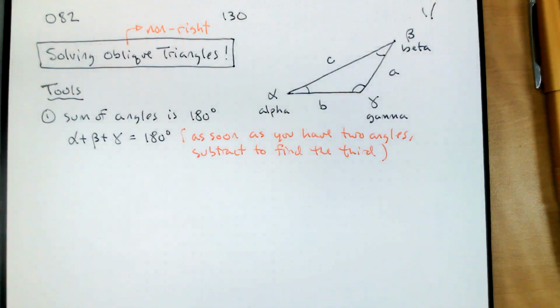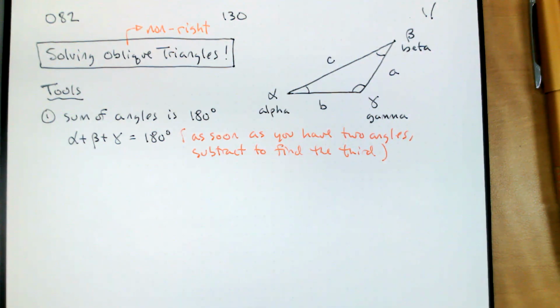So if you recall, our current project is solving oblique triangles, that is non-right triangles. Our standard triangle will have angle alpha opposite side A, angle beta opposite side B, and angle gamma opposite side C. And we had three tools to solve for various parts of our triangle. Just like we had three tools when solving right triangles.